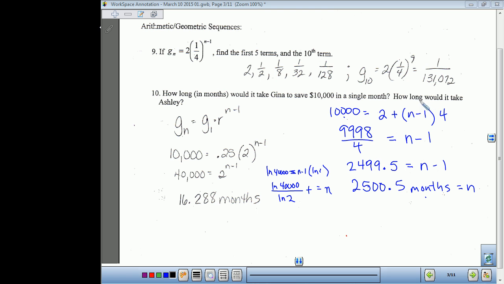So when it's raised to a number minus 1, you know that the first number is already there. Correct. When it's raised to the n minus 1, we know that this is the first term. This is 2 right there. Because if we plugged in 1, this becomes 0, and anything to the 0 power is 1.